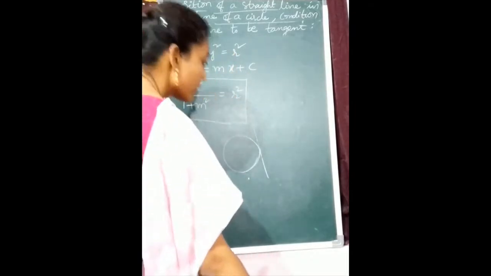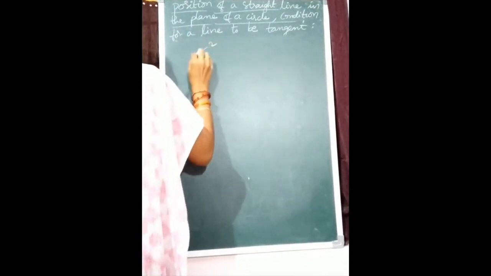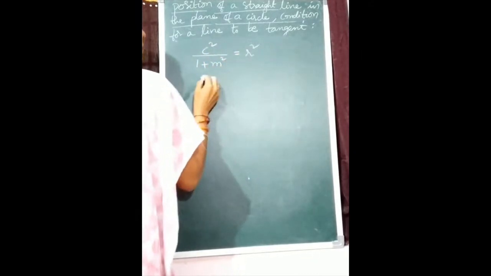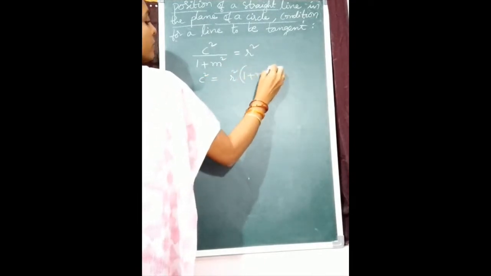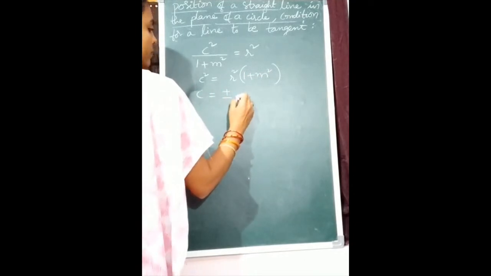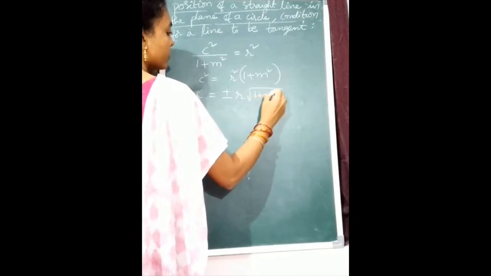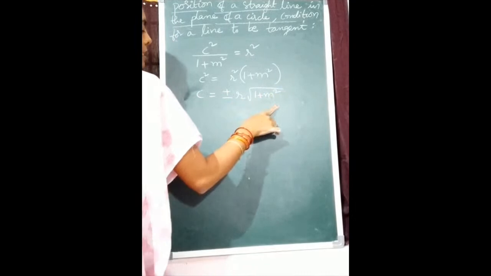And another concept, c square by 1 plus m square is equal to r square. So c square is equal to r square into 1 plus m square. C is equal to plus or minus r into root over 1 plus m square, after taking the square root.